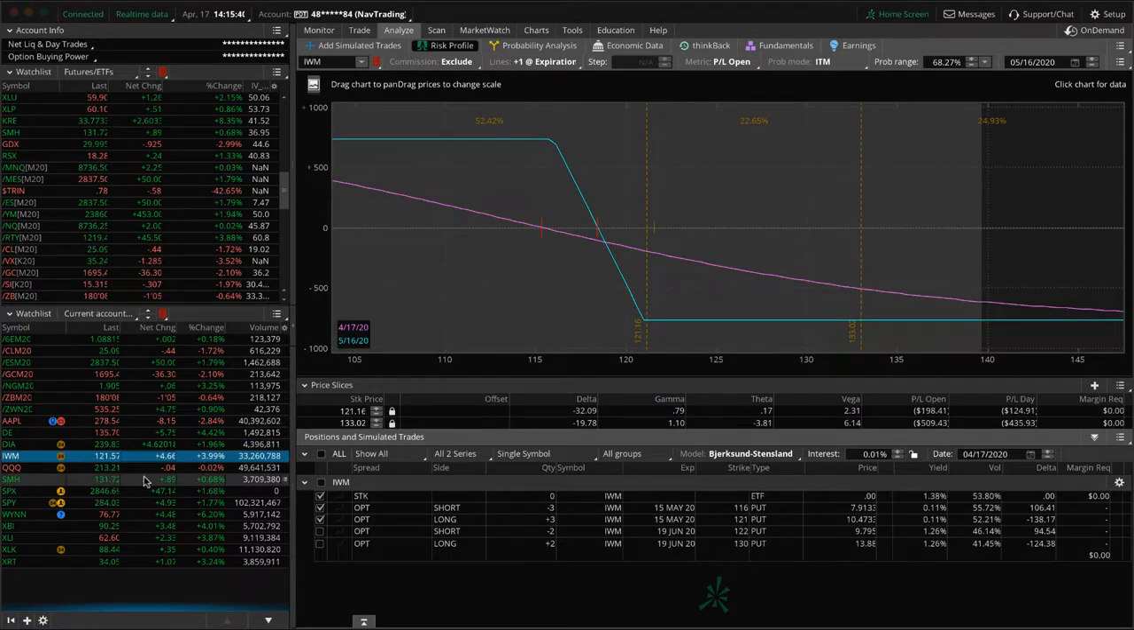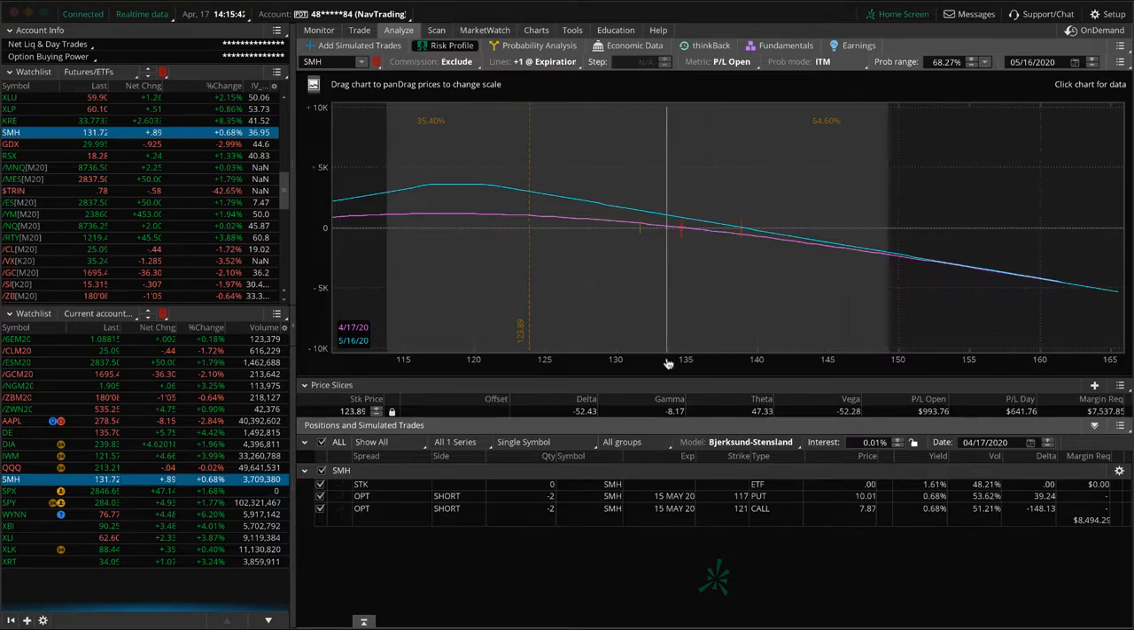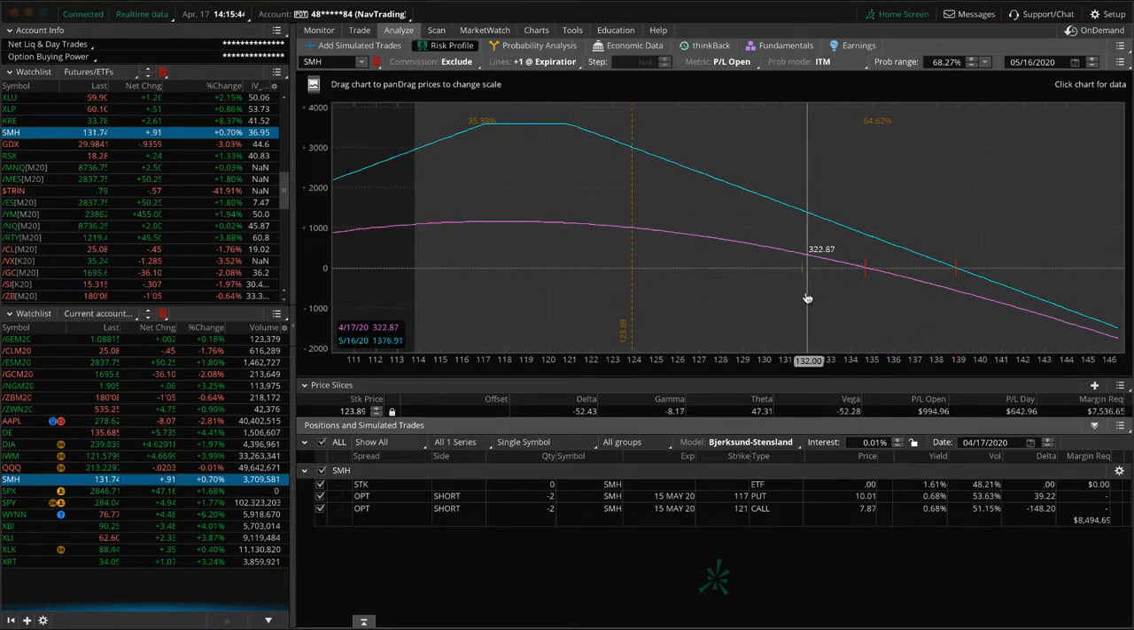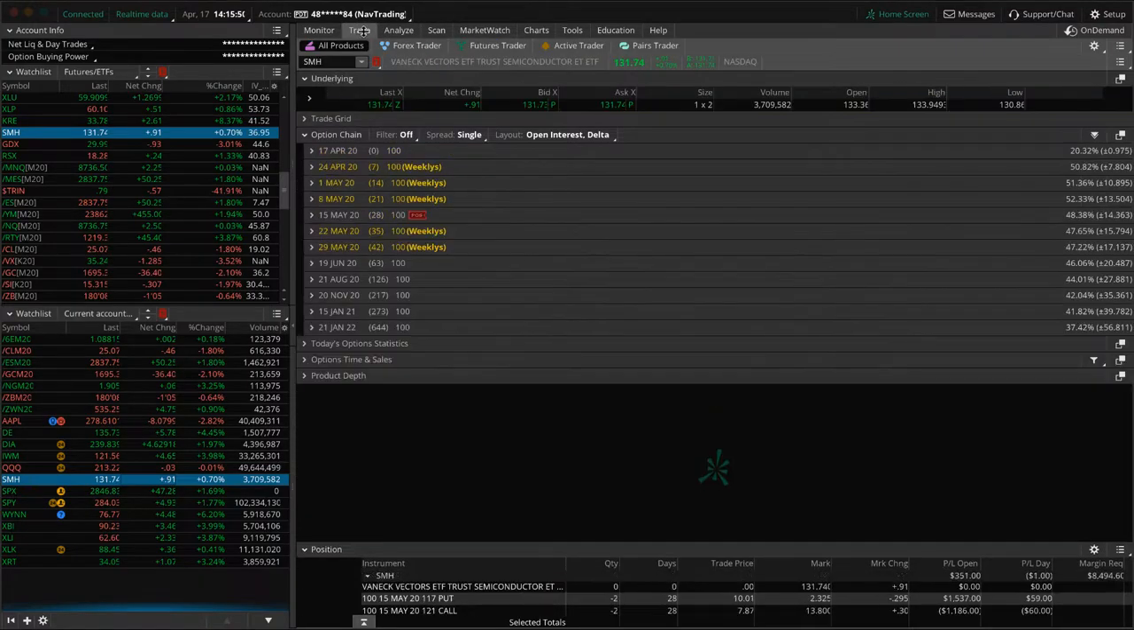QQQ, I mentioned. SMH, so we've got this adjusted short strangle in May. Price is hanging out right here. And we'll look to roll this as we get closer to that 21 days. We're at 28, so we'll do this at the end of next week or early the following week.